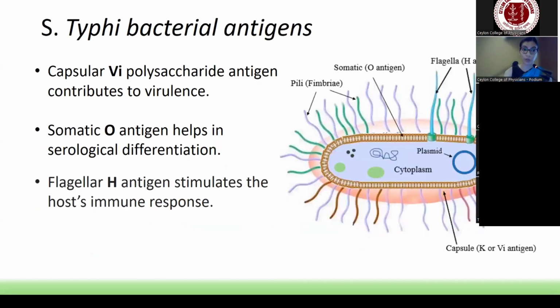It is better to know about Salmonella typhi bacterial antigens to better understand the vaccines as well as serological investigations. The Vi polysaccharide antigen contributes to the virulence, and it is a capsular antigen and is contained in the vaccine. The O antigen is a somatic antigen and helps in serological differentiation. The H antigen is a flagellar antigen and stimulates the host immune response.